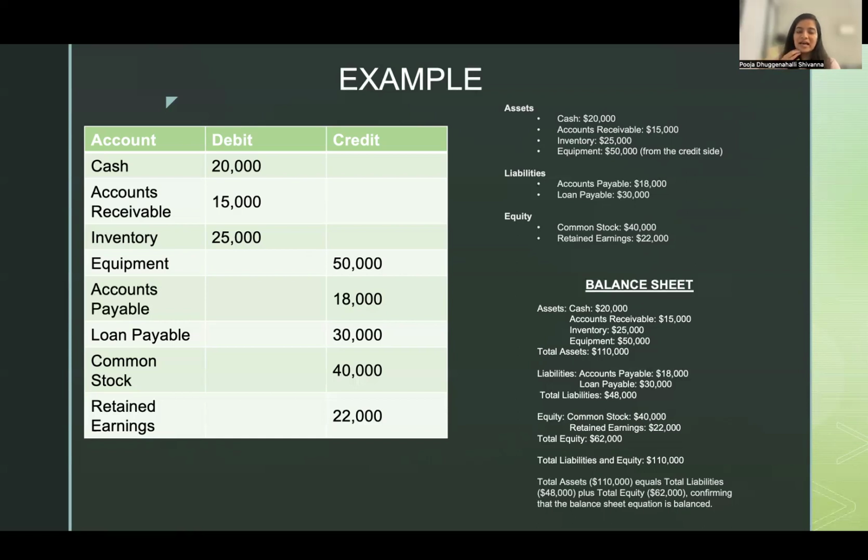The last final step is to assess the totals and balance them out. Your total assets, which is 110,000, should be equal to the total of the liabilities and the equity, which is 48,000 plus 62,000, coming up to 110,000. This confirms that the balance sheet equation is balanced. So this is the example of creating a balance sheet from a trial balance.